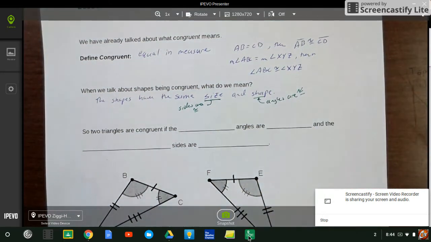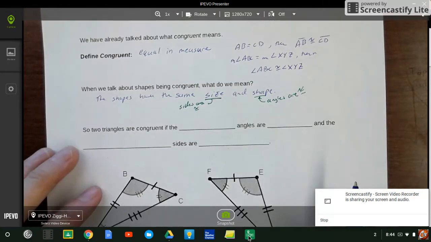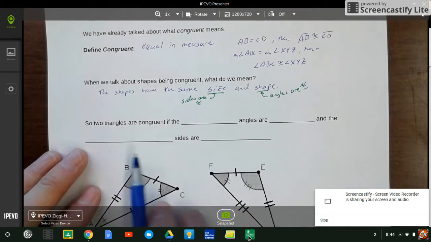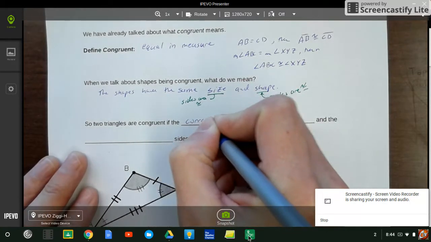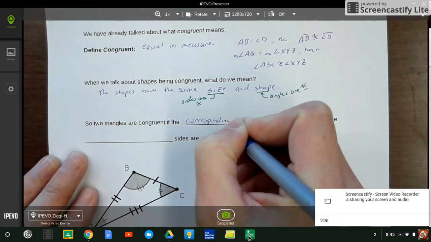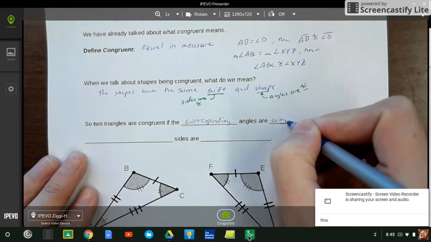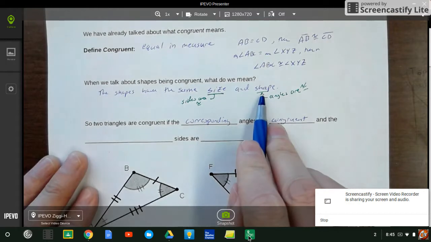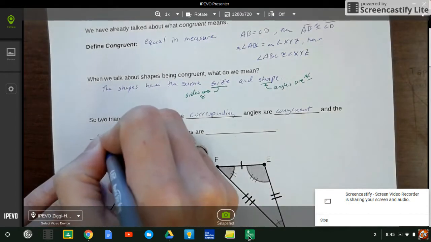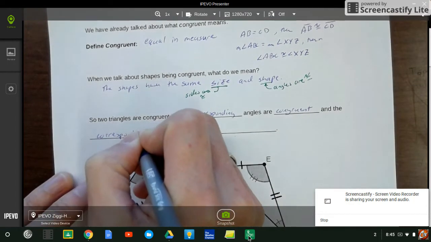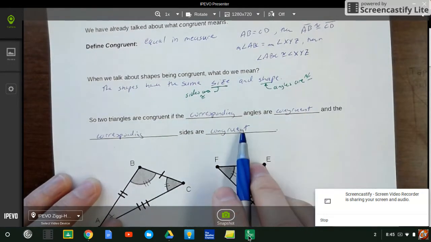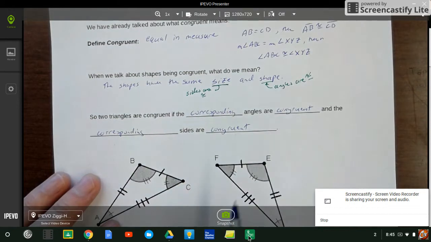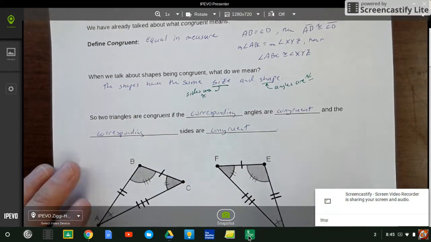So we have to be a little careful. Same size and shape is sort of a layman's terms. It's not a real mathematical term, okay? So basically, two triangles are congruent if the corresponding angles are congruent, that gives us same shape, and the corresponding sides are congruent. That gives us the same size, okay? So take a moment here, answer a quick question.